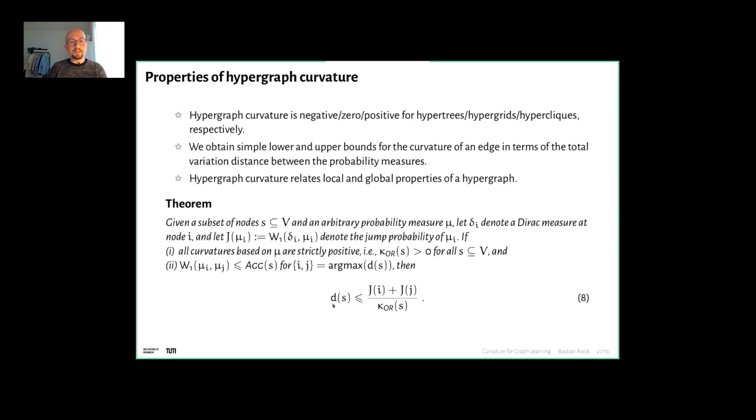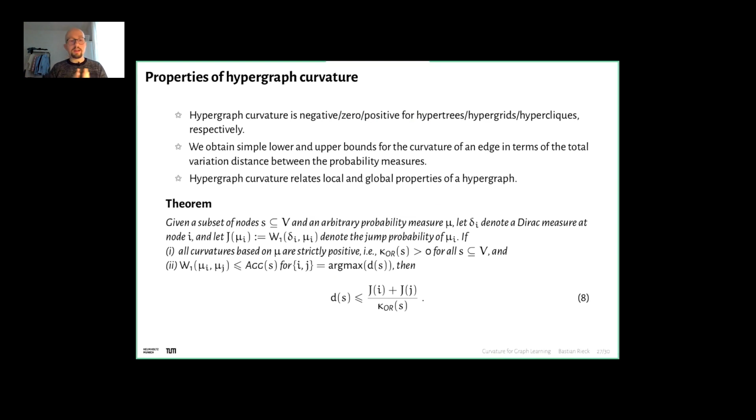So the distance as we define it, so this maximum distance over pairs of points of any subset of nodes. So again, this pertains to all the subsets of nodes that we can build, not only the hyperedges, right, is less than or equal to this jump probability. So again, this is this term of the distance between a Dirac mass and a probability measure divided by the Olivier-Ricci curvature of the subset. So again, we see that in particular we are able to retain and restore the diameter bound of a hypergraph here as well. This is really, really astonishing.